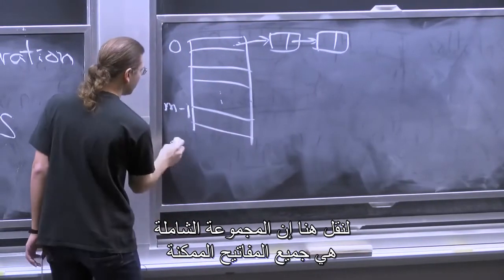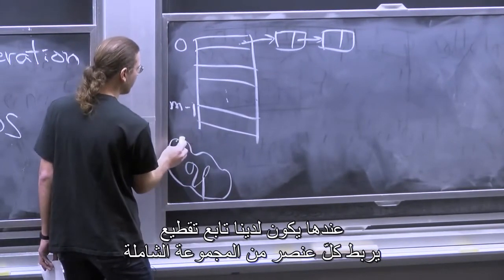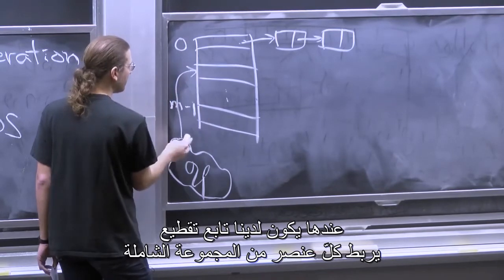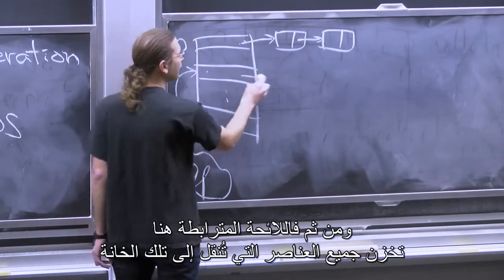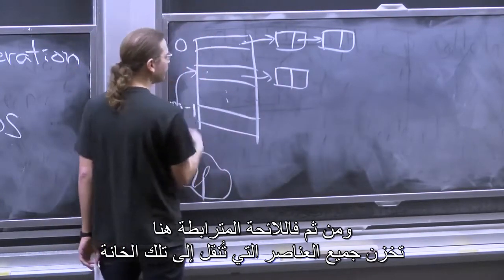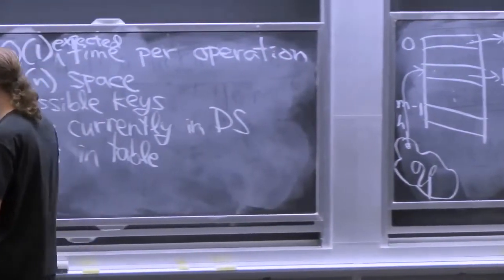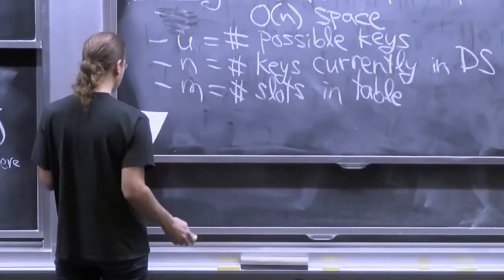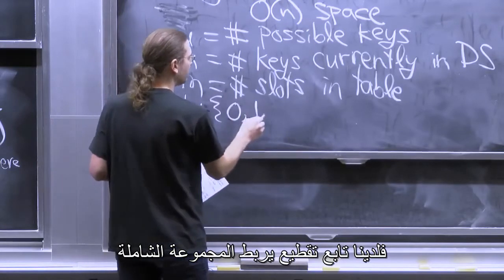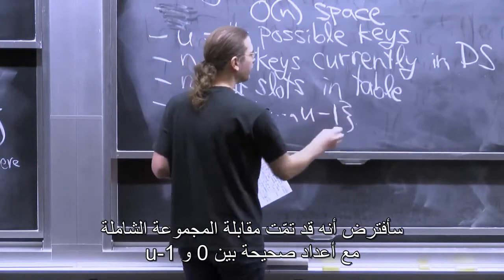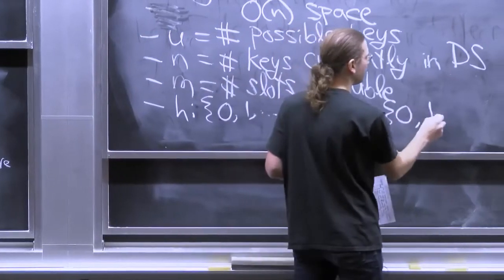And if you have, let's say over here is your universe of all possible keys, then we have a hash function which maps each universe item into one of these slots. And then the linked list here is storing all of the items that hash to that slot. All right, so we have a hash function which maps the universe. I'm going to assume the universe has already been mapped into integers, 0 to u minus 1, and it maps to slots.